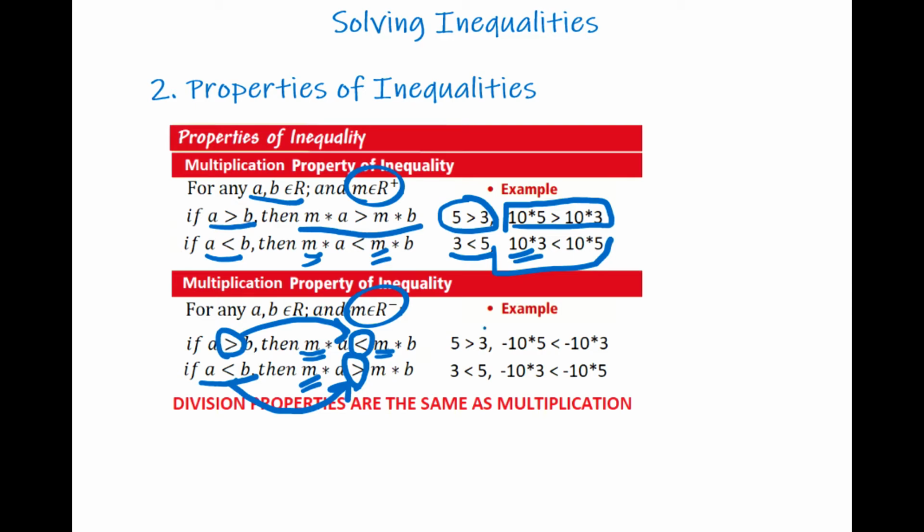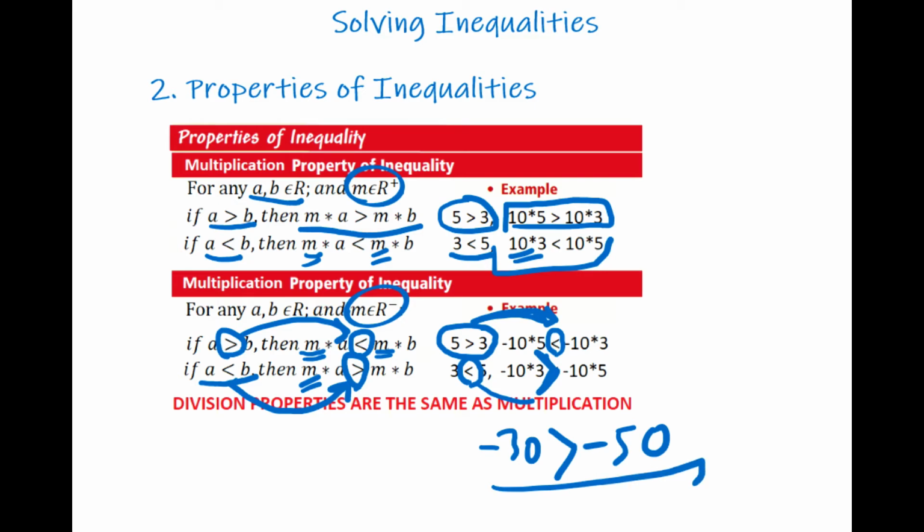As an example, let's say we have 5 is greater than 3, and if you multiply both sides by a negative 10, that is going to change this sign, okay? Here it was greater than, now it's going to be less than. Similarly, we have here 3 is less than 5. If you multiply both sides by negative 10, then that's going to change, guys. This is going to be in this way. So it's going to be negative 30, which is greater than negative 50, guys.